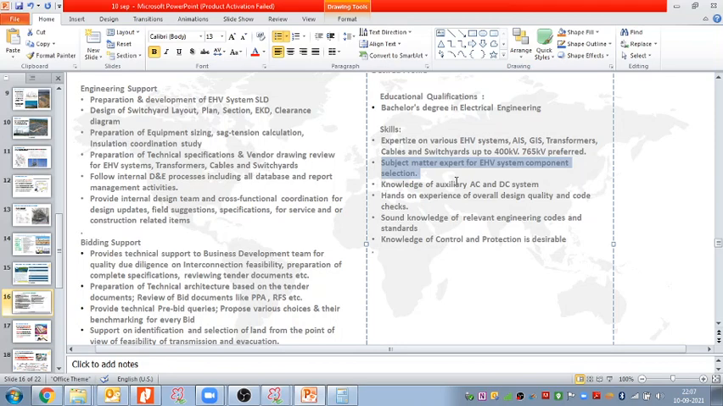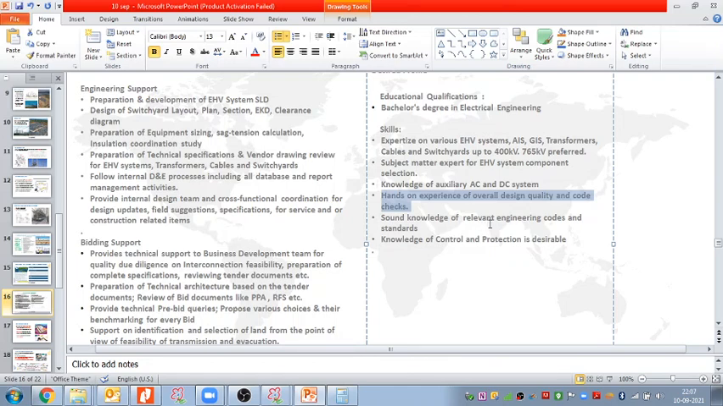You have to follow our 3 to 3.5 month course, and you have to revise the class and practice on the project. You will have expert level knowledge of this equipment. Knowledge of AIS and GIS system, that also we will cover. And hands-on experience of overall design, quality and code checks, so that we will also take up, we will have the checkpoint, and we will discuss on that.